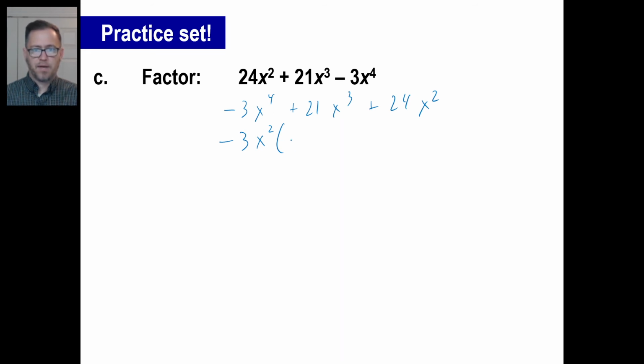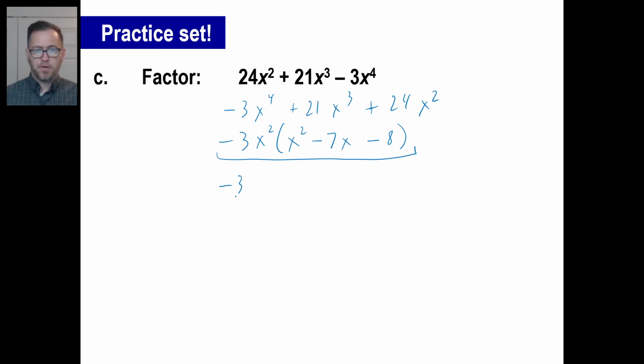X to the 4th divided by x to the 2nd is x to the 2nd, and a negative divided by negative is a positive, so we're good. Positive divided by negative is a negative. 21 divided by 3, 7. X cubed divided by x squared is x. Done. A positive divided by negative here is a negative. 24 divided by 3, 8. X squared divided by x squared, yoink, nothing. It's just 1. Okay, now we're in good shape. Now we've got this going.